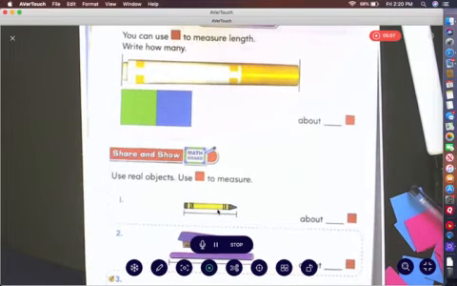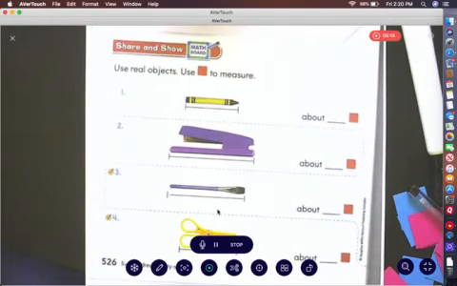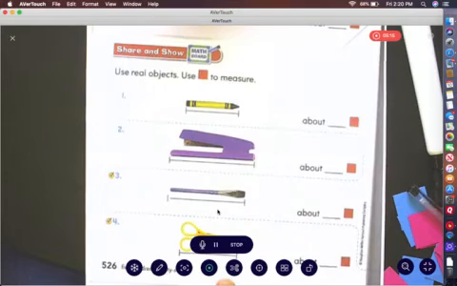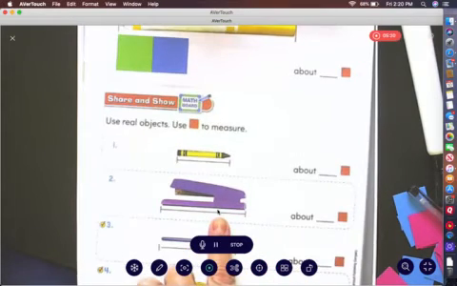This part, you guys, is going to be hard. It says to measure all of these different tools. Do you have these tools in your house? Maybe, maybe not. I'm a teacher, so I have a stapler at my house. You might not have a stapler, and that's okay. You're just going to have to find other things to measure.